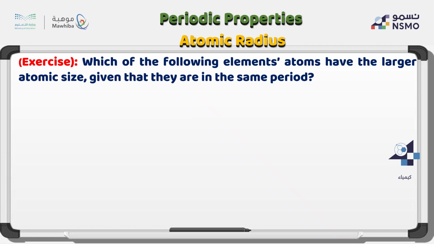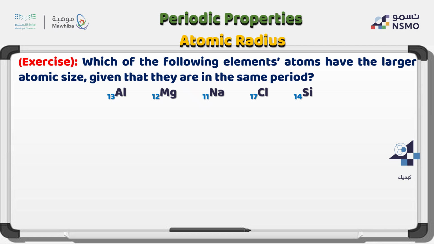Exercise: atomic size in the same period. Now let us solve the exercise. We are asked which of the following elements has the largest atomic size, given that they are all in the same period: aluminium, magnesium, sodium, chlorine, and silicon.